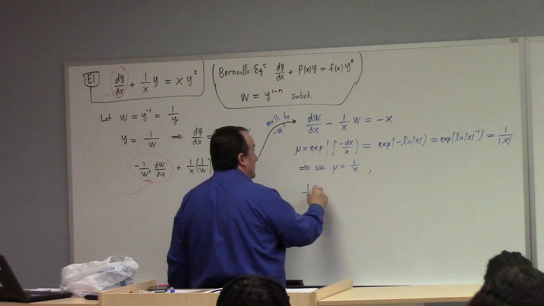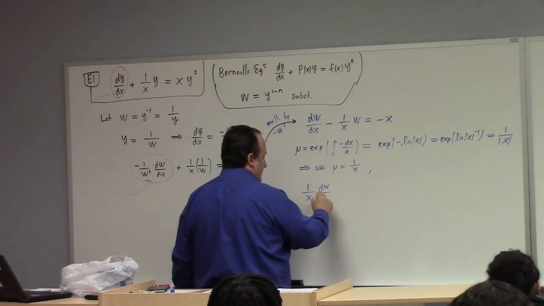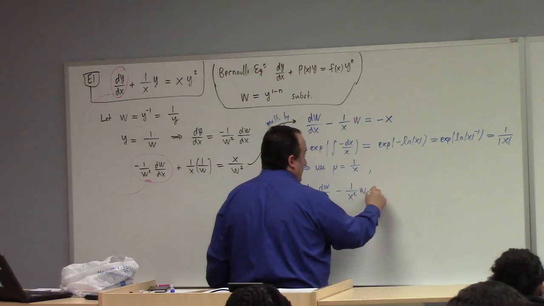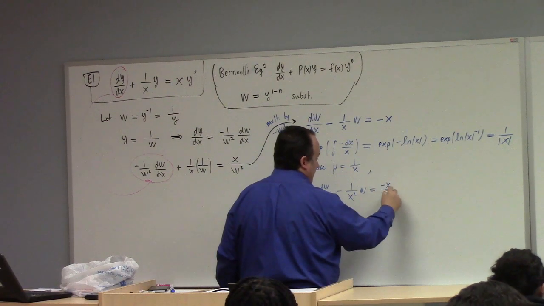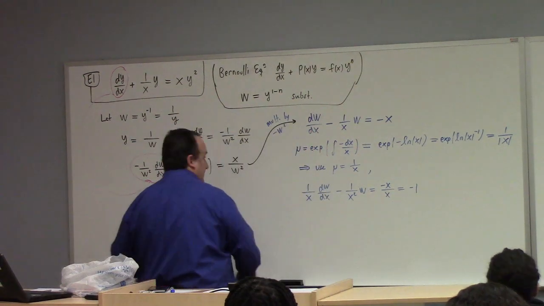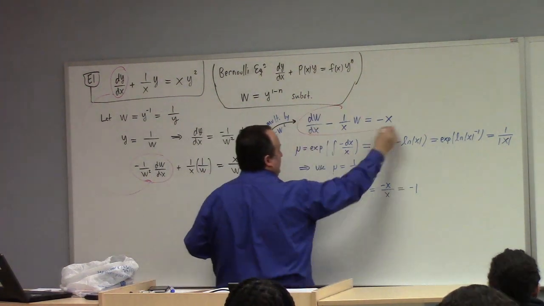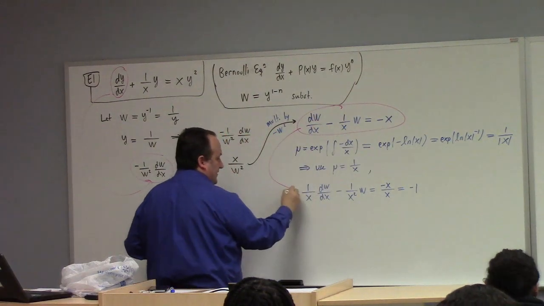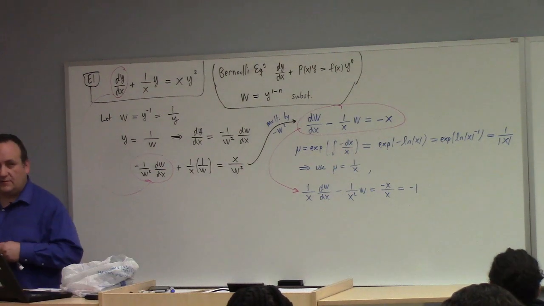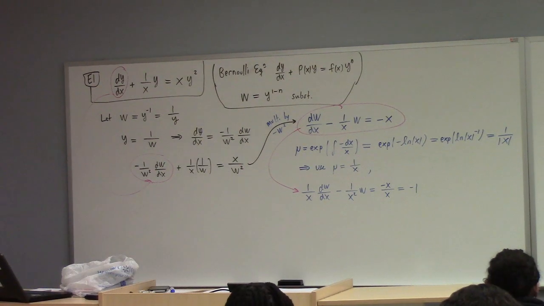1 over x times dw dx, minus 1 over x squared w, is equal to minus x over x, also known as minus 1. So what I did right there was take this differential equation and multiply by the integrating factor, because that's what we do when we have a linear differential equation. We calculate the integrating factor, multiply by the integrating factor. What's the next step?